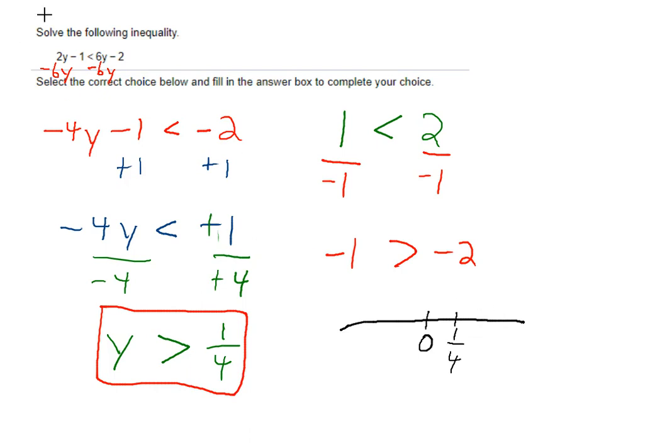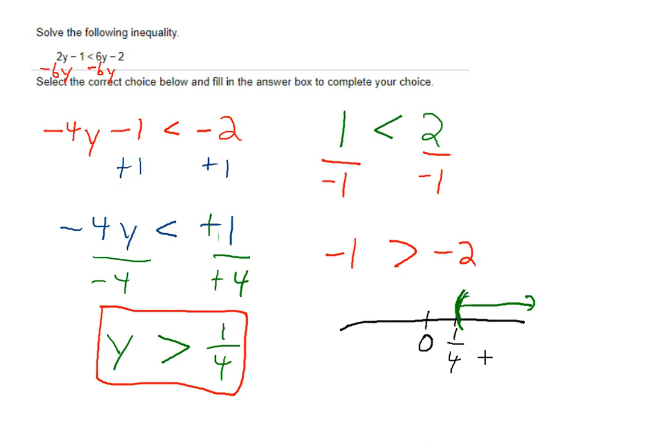To the right of 1/4. Right? So any number over here to the right of 1/4 is bigger than 1/4, and so therefore will satisfy this inequality. Again, there's no equals to here, so I'm going to use parentheses on the 1/4. So that's what my graph looks like.